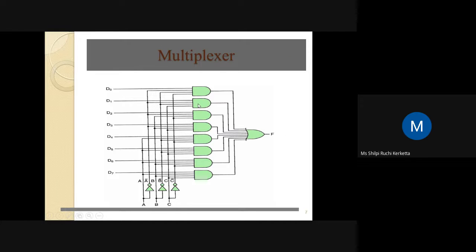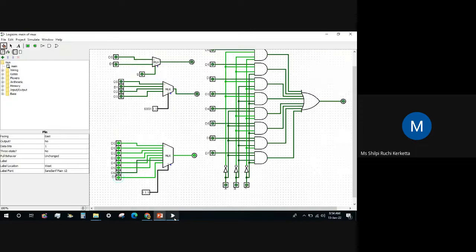For the second case, it is 0, 0, 1 into D1. So A bar will come here, B bar will come here, and C is 1, so we are taking C directly, not from the NOT gate. This is our second combination, second case, and we are taking this D1. I will show you the circuit in Multisim.